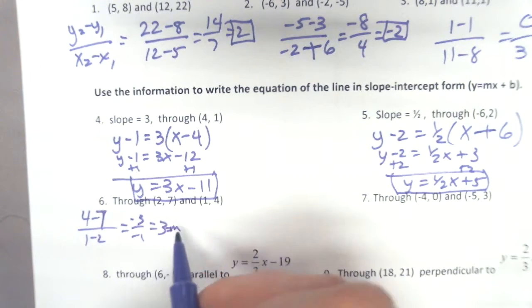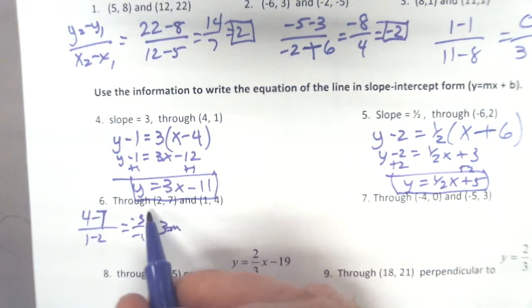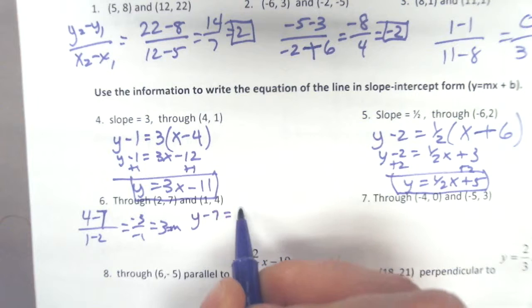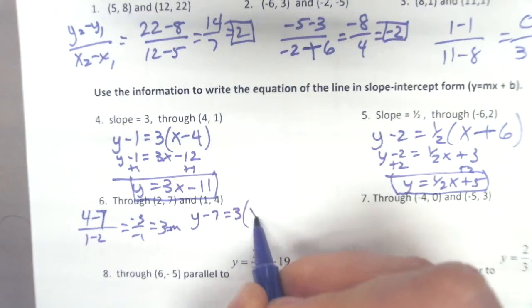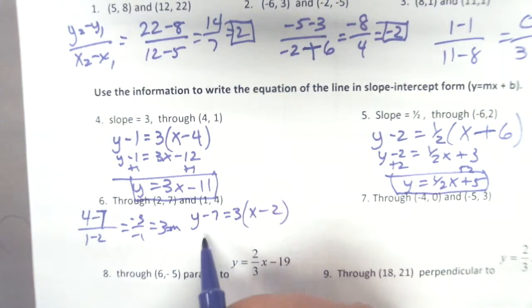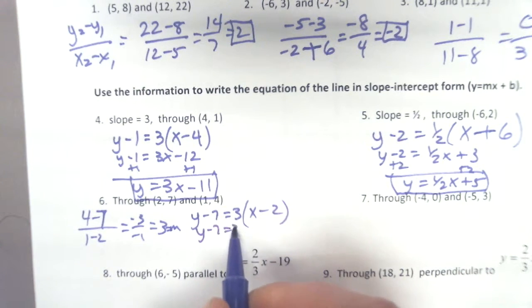Then I'm going to plug it into point-slope form using the first point here, so y minus y1 equals the slope, which is 3, we just found that, times the quantity of x minus x1. Simplifying, I get y minus 7 equals 3x minus 6. Adding 7 to both sides gives me y equals 3x plus 1.